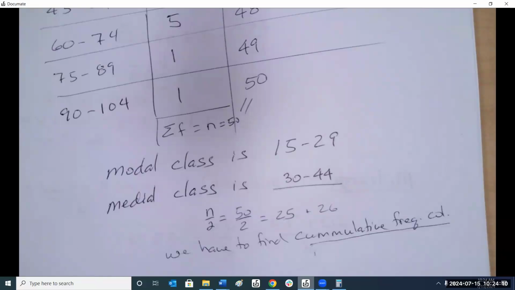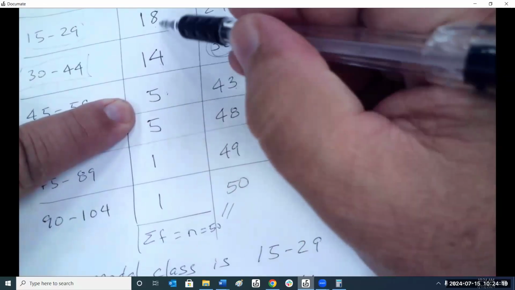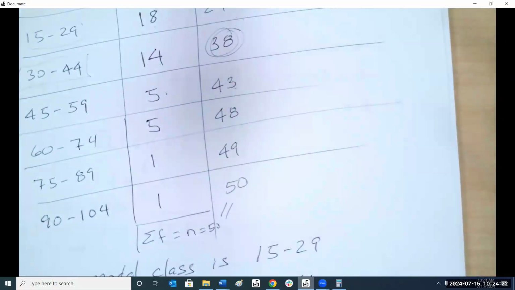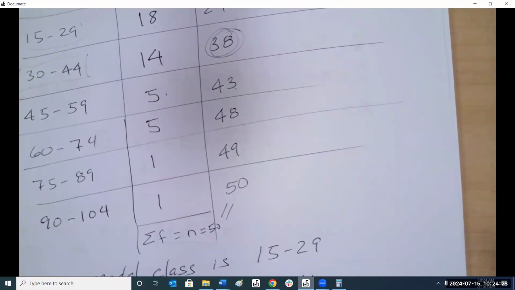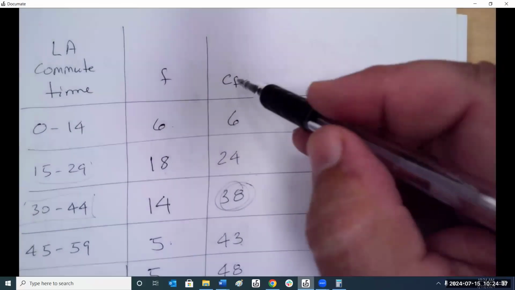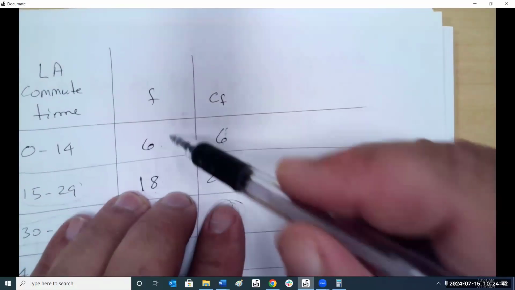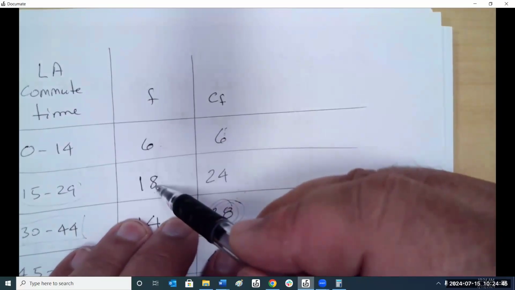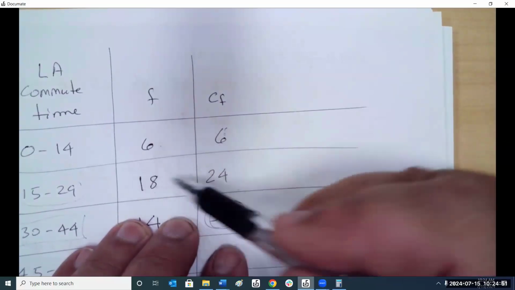Which one? This one? Because if we add up all these numbers, 14 plus 6 is 20, 30, 48, 49, 50. And this, we add up all the frequencies. These are the cumulative frequencies, so this one is a running total. In the first row, we have how many? 6. In the next row, we have these 6 plus these 18, which is 24. So now we have 24 up to here.